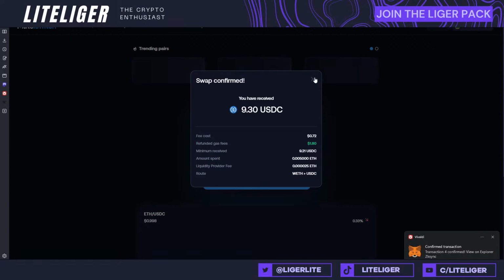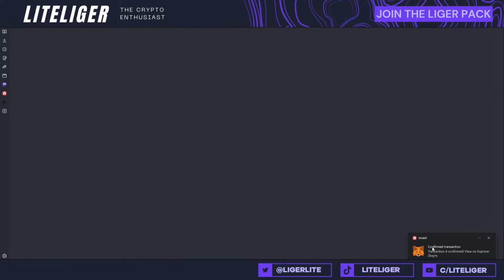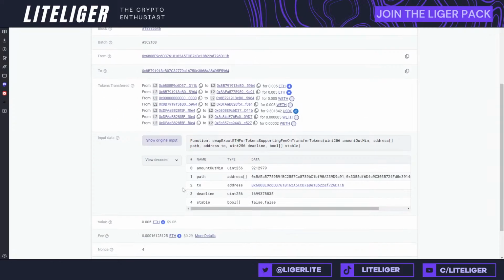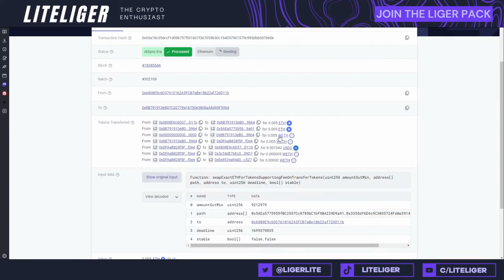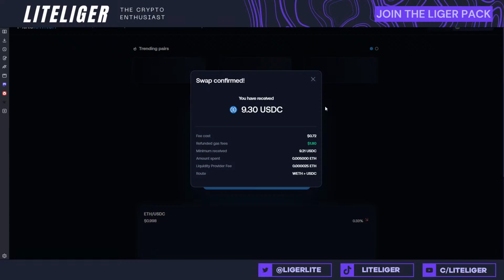Okay, now it actually confirmed. The cost of the transaction was... Oh, there's a lot of routers here, okay. You always want to actually trade through wrapped Ethereum. It's going to be cheaper. Just a bit of a tip there.